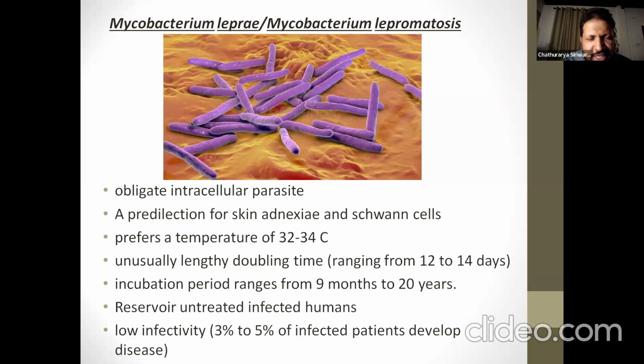I'll talk about skin adnexal structures in a minute, so don't worry about it. Also, it prefers a temperature of 32 to 34 degrees centigrade. The importance of this is that it is a little cooler than our core body temperature. So that's why most skin lesions occur in areas like the limbs, earlobes, and nose, and you rarely see lesions in the axilla, groin, scalp, or midline of the back.